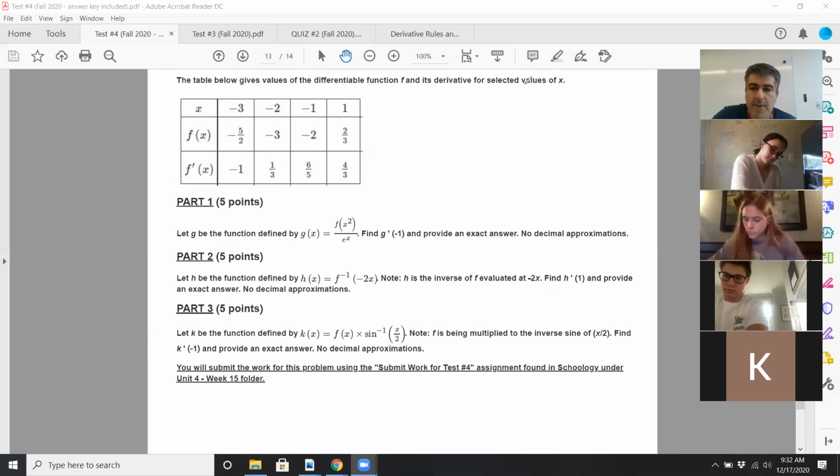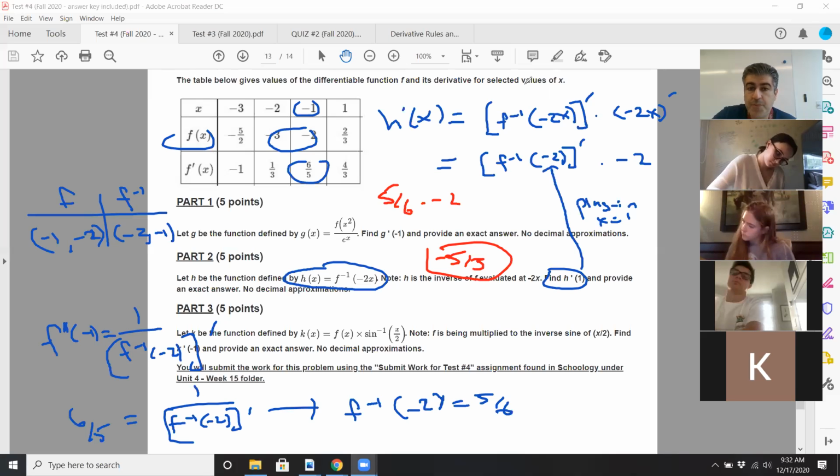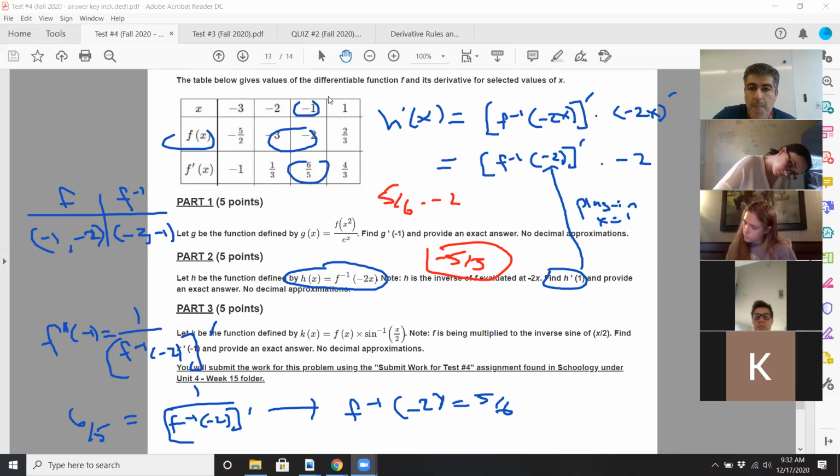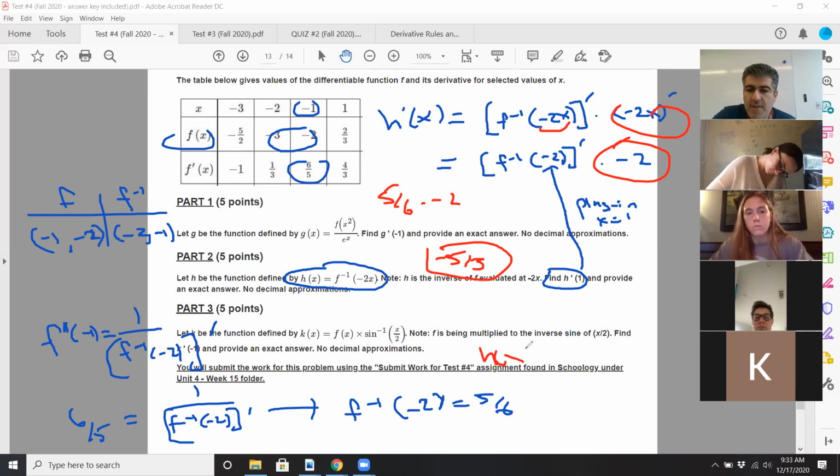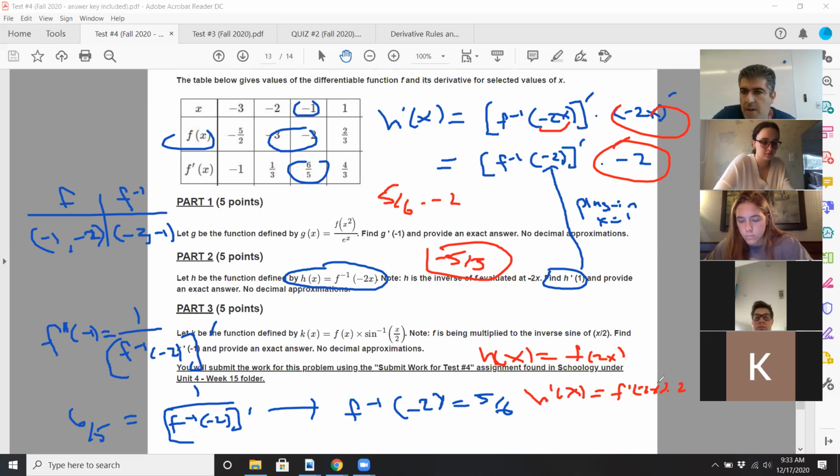Someone's asked why I multiply by -2. Chain rule. The chain rule. That's why. The derivative of -2x is -2, because that's your inside. Because here's the thing: what if h of x equals f of 2x? You still do the same thing. H prime of x equals f prime of 2x, but then times the derivative of 2x, which is of course 2. So, still got to do the same thing.